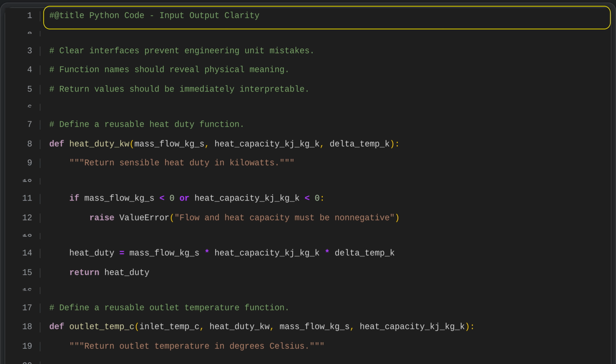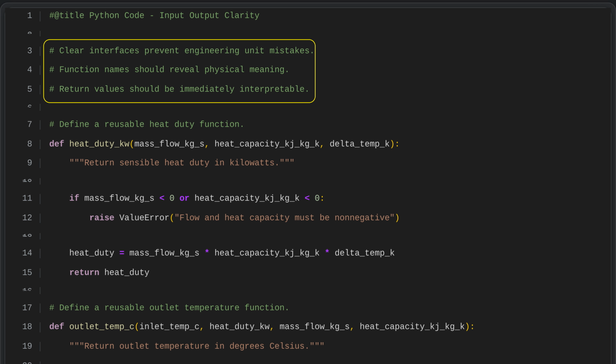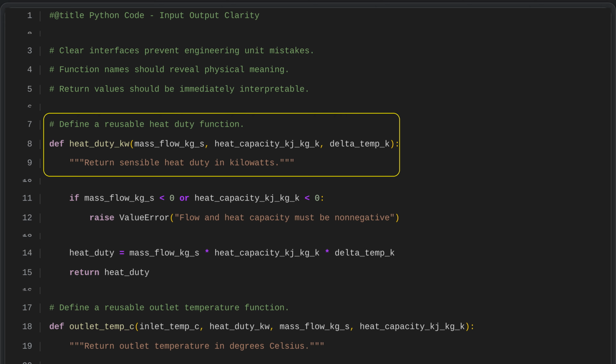Python code. Input-output clarity. Clear interfaces help prevent mistakes with engineering units. Function names should make the physical meaning obvious, and return values should be easy to interpret immediately. The heat duty function calculates sensible heat duty in kilowatts using mass flow, heat capacity, and temperature change. It first checks that mass flow and heat capacity are not negative, since these physical quantities must be non-negative. It then multiplies the 3 inputs together and returns the resulting heat duty.